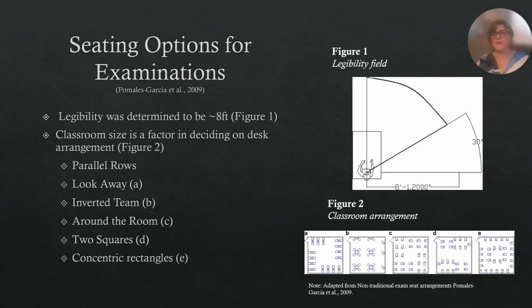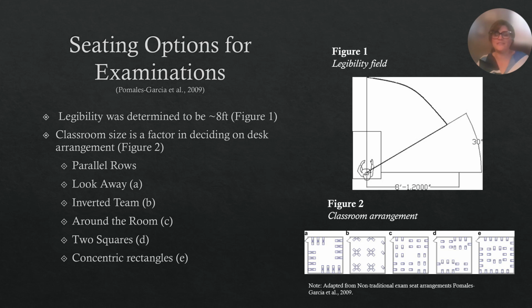Traditionally, many of us are familiar with parallel rows, that very traditional lineup of desks and students. This particular publication included what I felt were some very interesting setups for seats that really provoked me to think about how I would potentially set up a classroom. In figure 2, part A, this is look away. These are back-to-back desks that are positioned around the perimeter of the room.